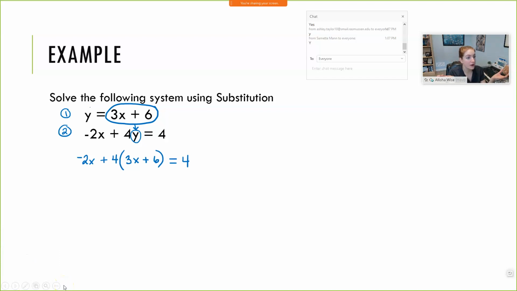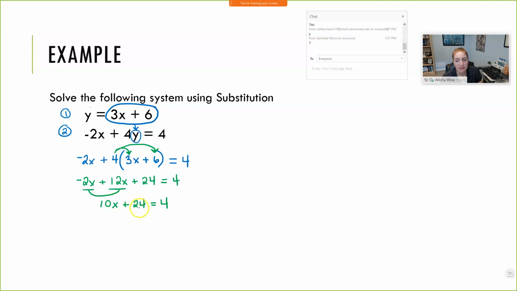So that was the new part. Now we're just going to go back to solving. Step 1 in solving, we get rid of those parentheses by distributing in a positive 4. So this would be negative 2x plus 12x plus 24. Then we simplify the left-hand side. Add together your like terms. Negative 2x plus 12x is going to be 10x.